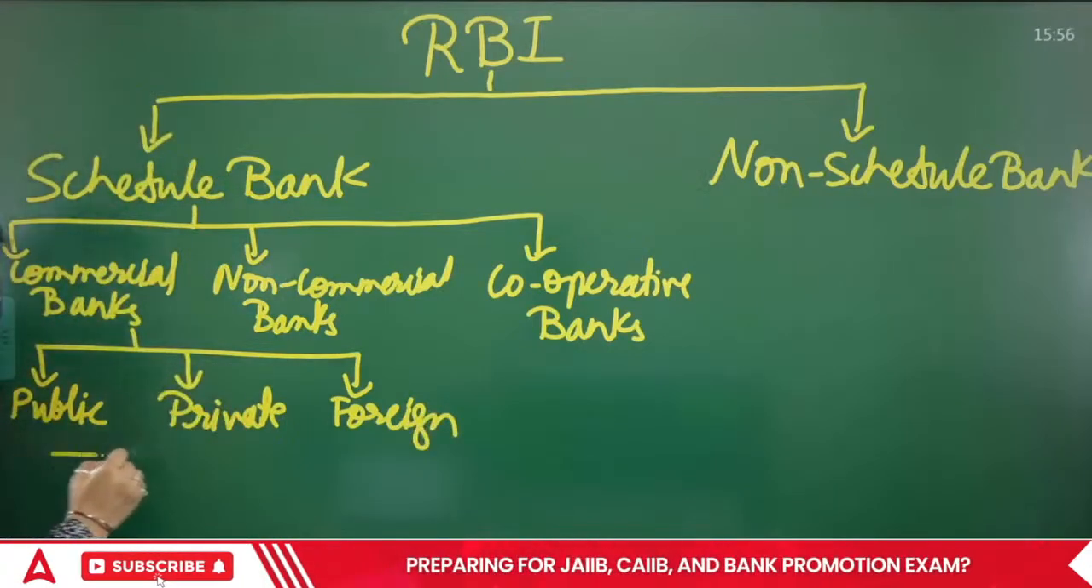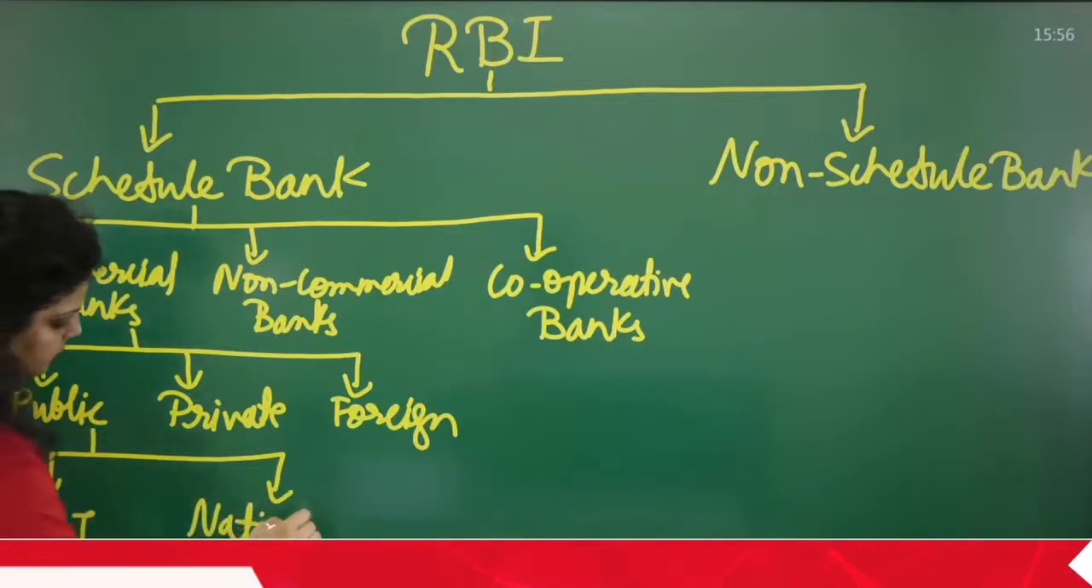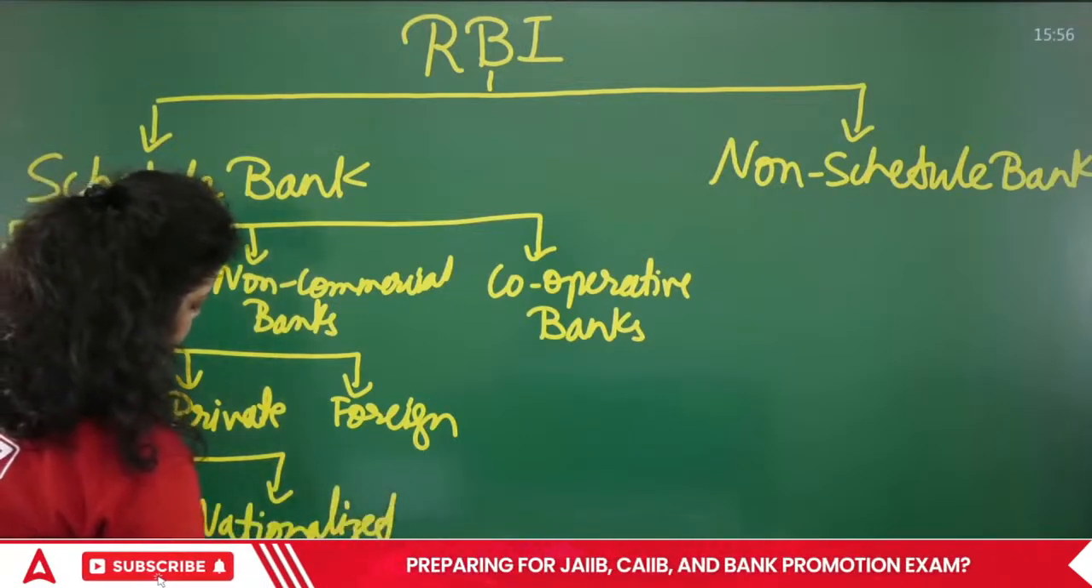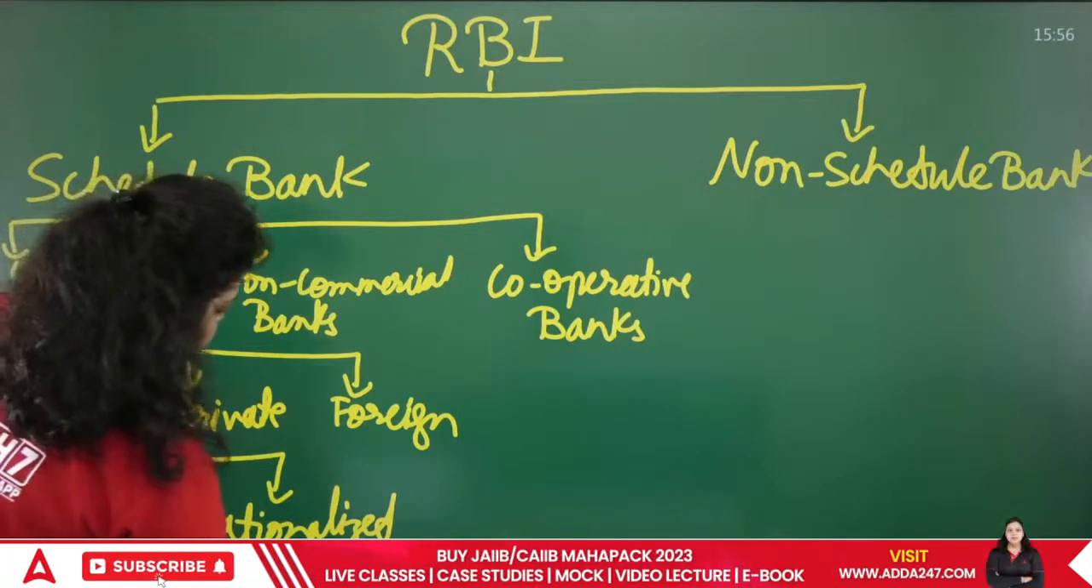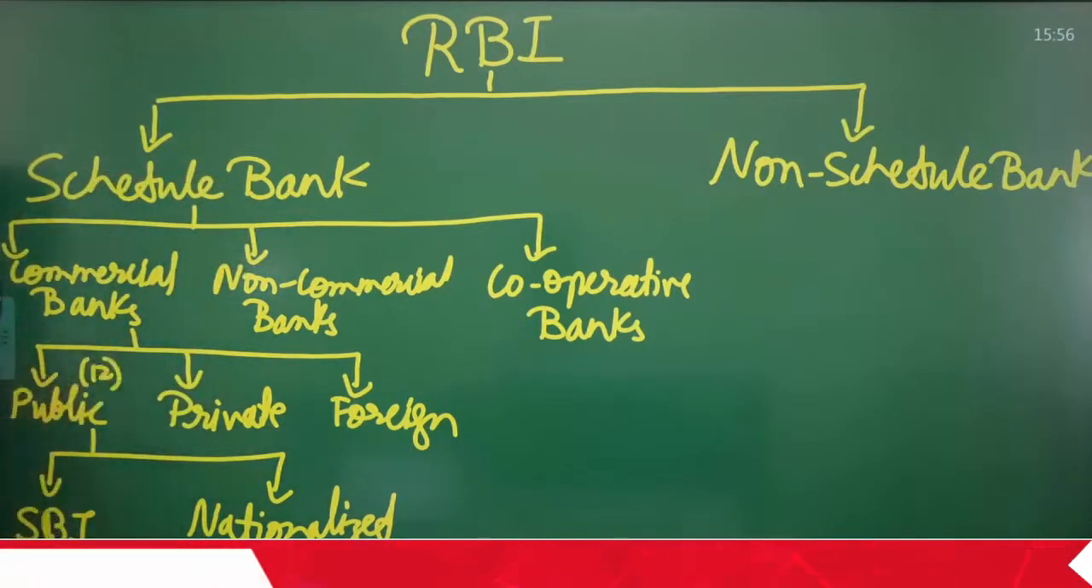Under public sector bank, we have further two categories of State Bank of India and the Nationalized Bank. And we know there are 11 nationalized banks. We know there are how many banks? 11 nationalized banks. So it's very obvious we have 12 public sector banks here.